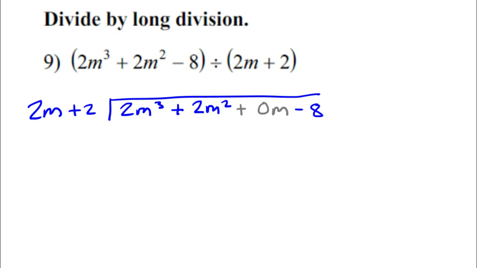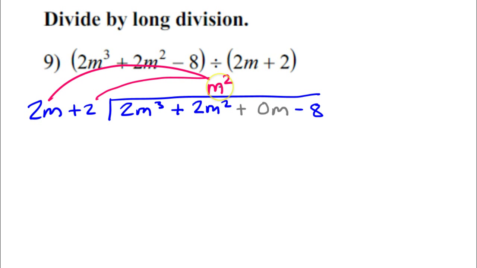So now what you do is you look at the first term of each expression and you ask yourself, 2m times what will give me 2m to the third power? That would be m squared. So which I see m squared column is over here, so I will line it up. Okay, so once I have this, I take it and I do the distributive property with it.